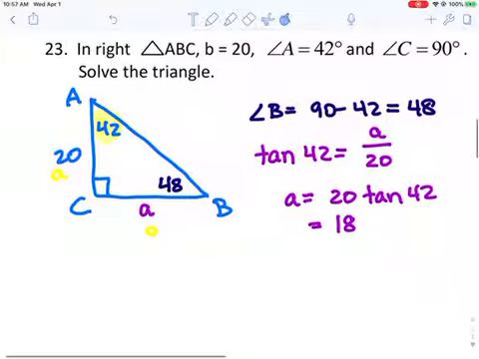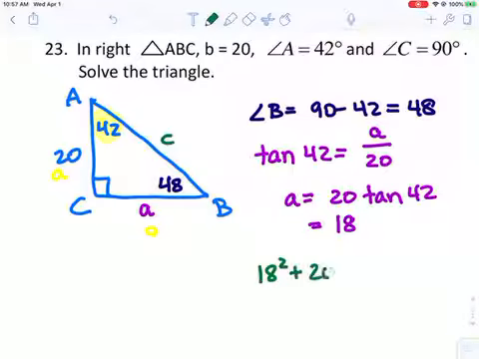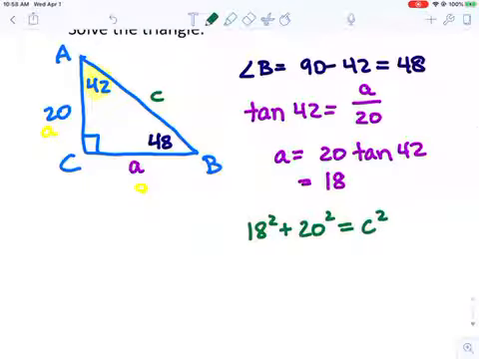And to find side C, you can just use the Pythagorean theorem if you want. 18 squared plus 20 squared equals C squared. You certainly could use trig functions if you want also. Take the square root. And C equals 26.9.